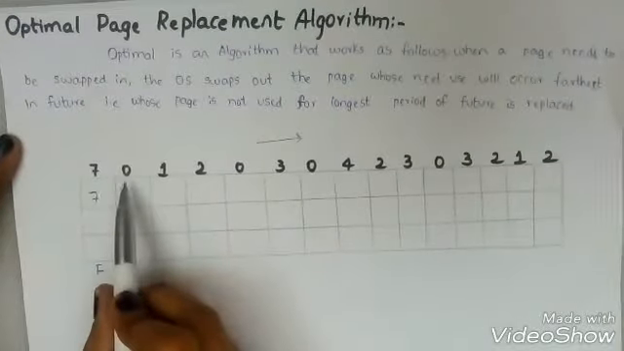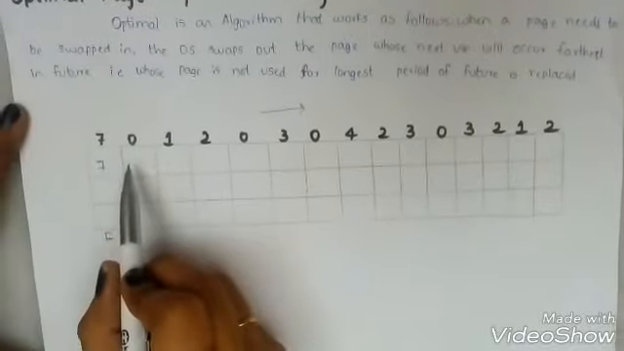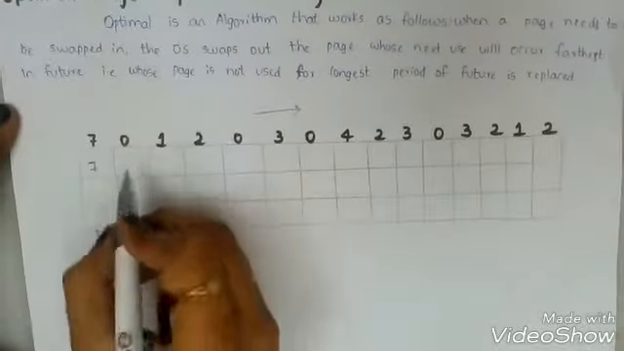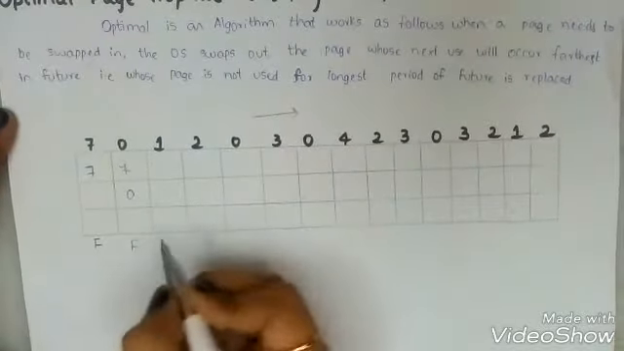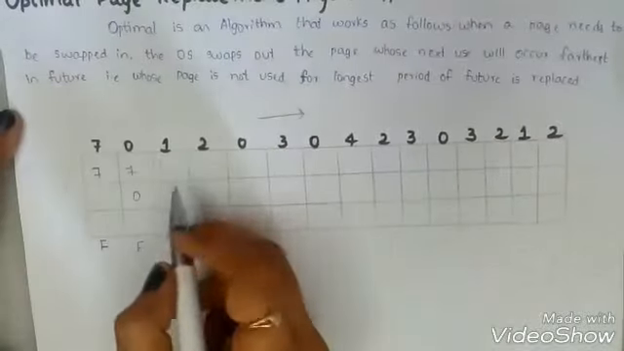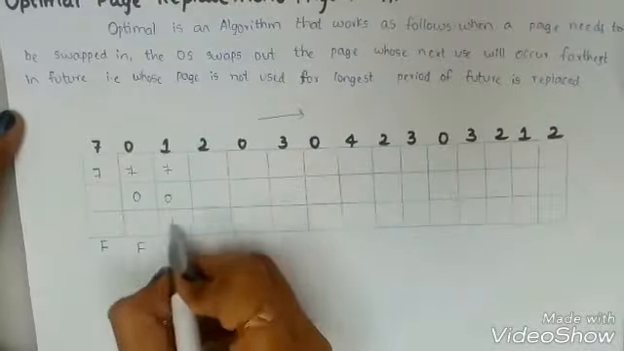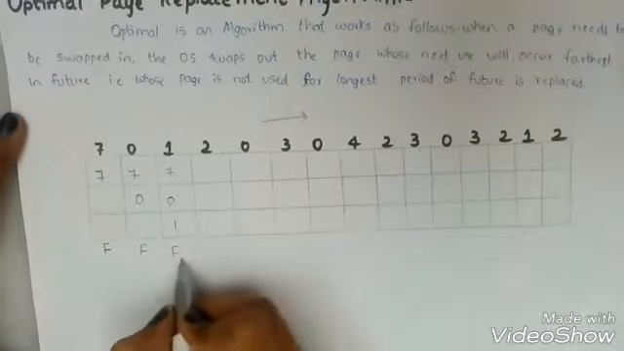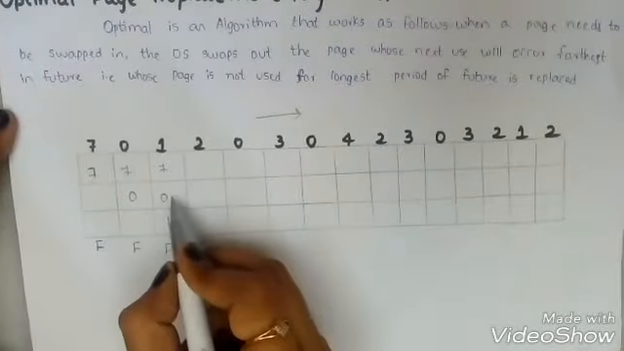Later, 0 has to be entered into the main memory. Since there is no 0 here, we have to use a page fault here. And 7 has to be written as it is. Now, 1 has to enter into the main memory. Since there is no 1 in the before pages, we have to use a page fault here, and every time we have to repeat the before pages values also.